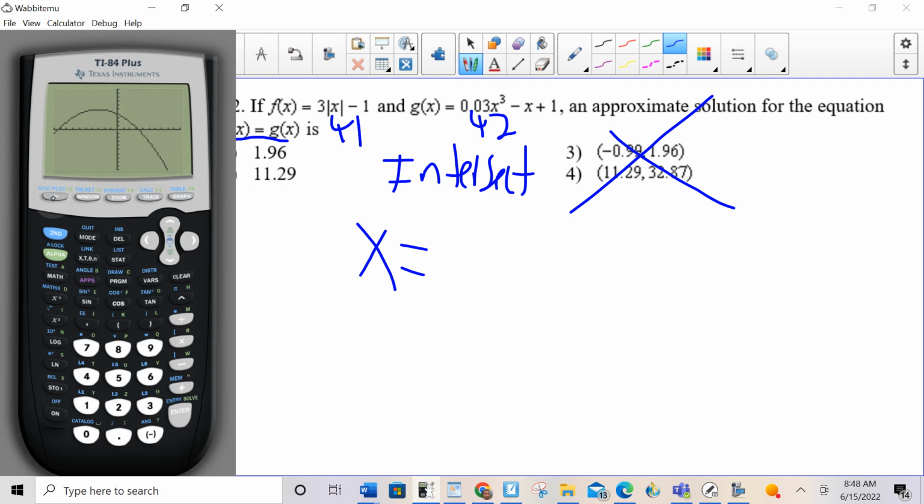Expect to have to adjust your window. You're not definitely going to have to adjust it, but expect to have to. You need to know how to type all this stuff in. Absolute value bars are in a few places. Alpha window 1 is my go-to. It's also in math num. And listen, worst comes to worst, go to catalog. 0.03 x to the power of 3 minus x plus 1. Start with zoom 6.